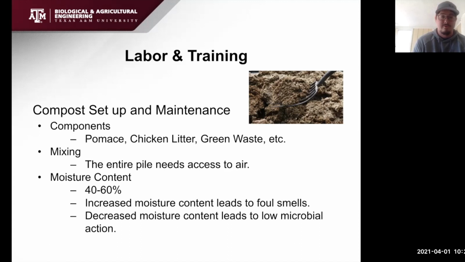So it needs to be kept out of the way. And then decreased moisture content could be a problem, which would lead to low microbial action, which is basically going to render the compost useless and is not going to do well for the vineyard. And then overall, they're going to need to know when the compost needs to be ready. Obviously, they're going to get the pomace after the harvest, but then they need to have that compost ready to be spread while the grapes are growing for the next yield.